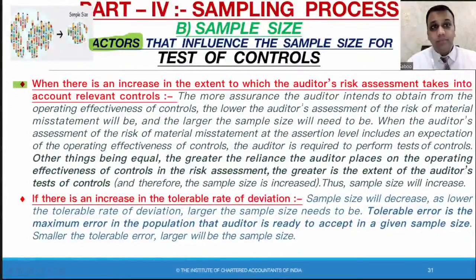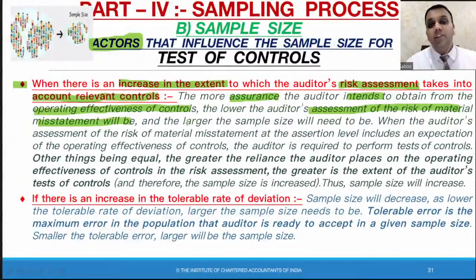First, when there is an increase in the extent to which the auditor's risk assessment takes into account relevant controls. The auditor has carried out an assessment of the risks and has assessed risk by taking into account many controls. The more assurance the auditor intends to obtain from the operating effectiveness of controls, the lower would be the auditor's assessment of risk of material misstatement and the larger the sample size.